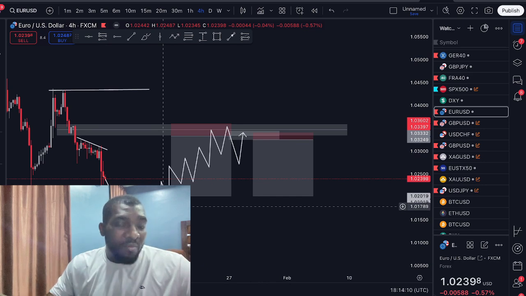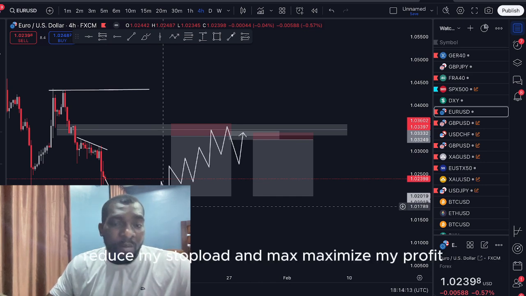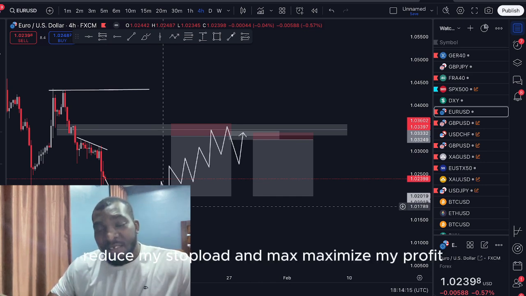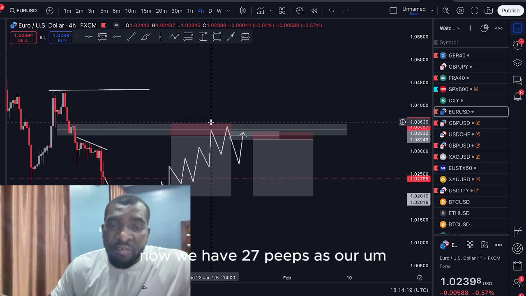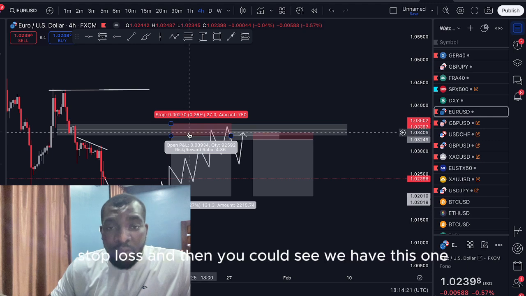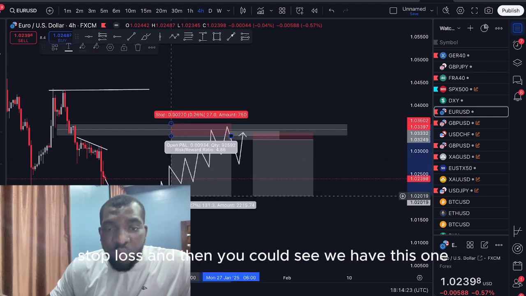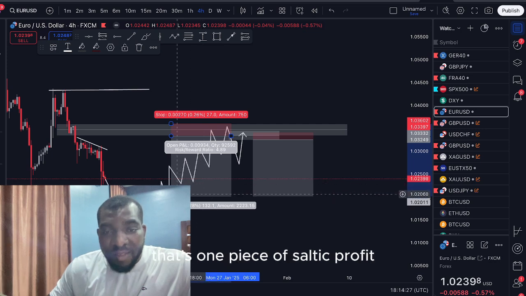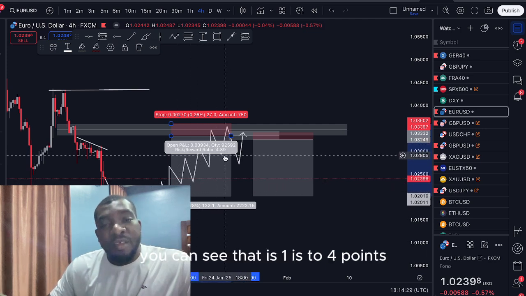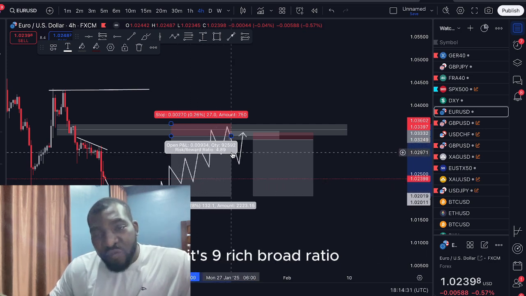When I say reduce my stop loss and maximize my profit, what I mean is, as you can see in this trade, we have 27 pips as our stop loss, and then you could see we have this 131 pips as our take profit. Since we have this 131 pips as our take profit, you could see that it's a 1:4.89 risk reward ratio.